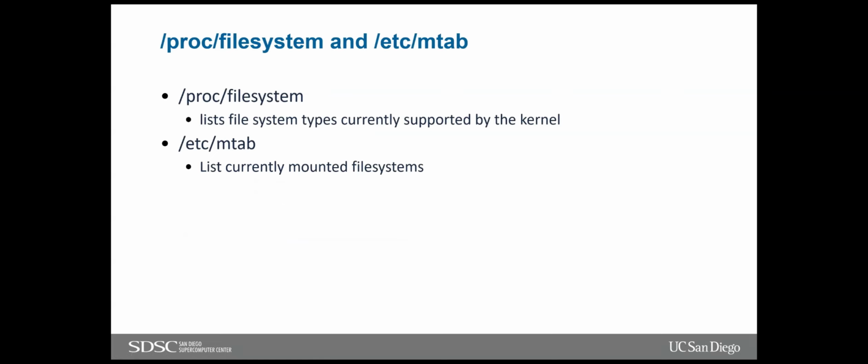So from a system level, we can review what is available and mounted in the proc or the etc pseudo file systems. We have the proc file system and etc mtab. The proc file system is going to display all the file systems that are currently supported by the kernel, and then it'll also show if they're currently mounted on your system. This is going to be a longer list than the etc mtab file. The etc mtab file will show you only what is currently mounted on the file system.